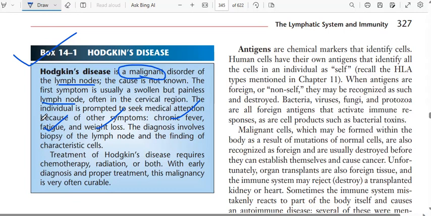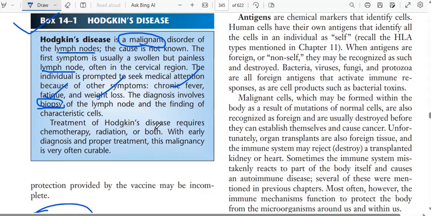All this is seen in this disease. The diagnosis, how we do, we will do a biopsy. But allopathy doctors now recommend a biopsy. So, okay. The treatment of Hodgkin disease requires chemotherapy, radiation. Sometimes it is curable, sometimes it is not curable.